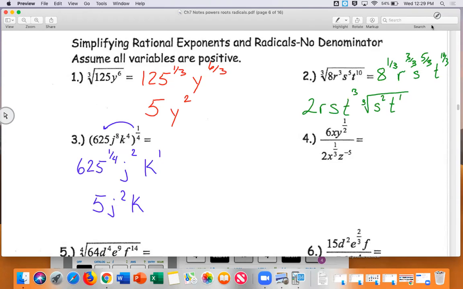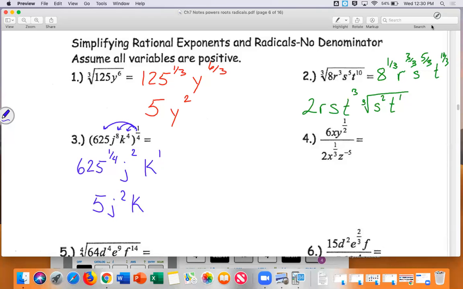Here, with a power raised to a power, we distribute that 1/4. So the 1/4 goes to the 625. The 1/4 goes to the 8. What is 1/4 of 8?